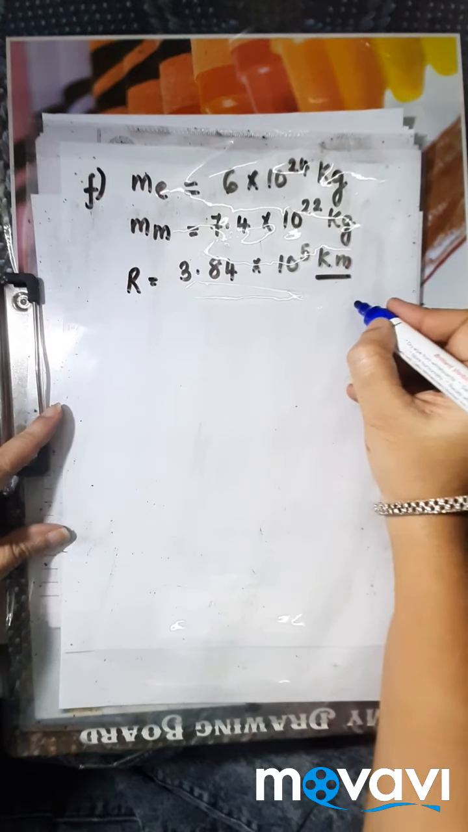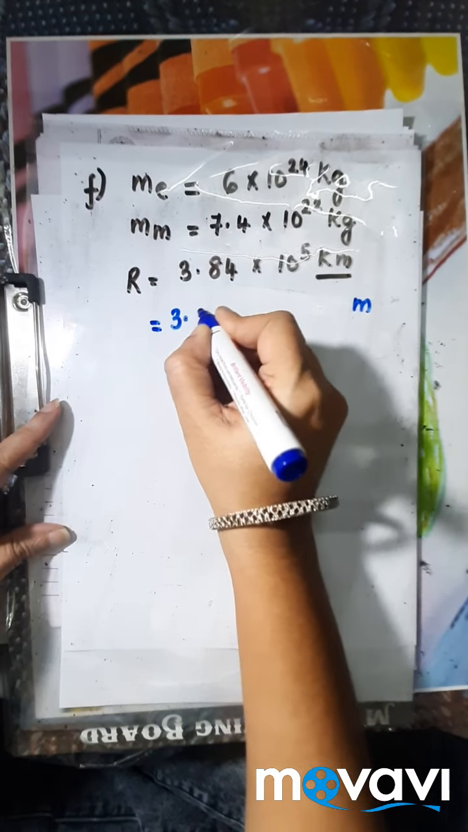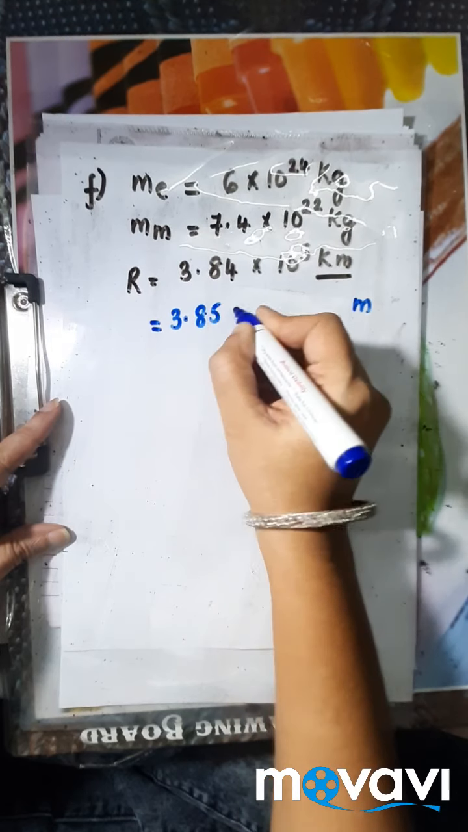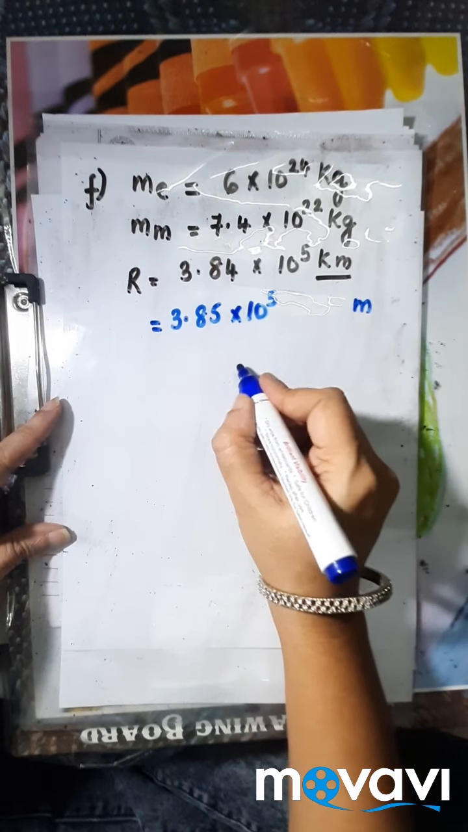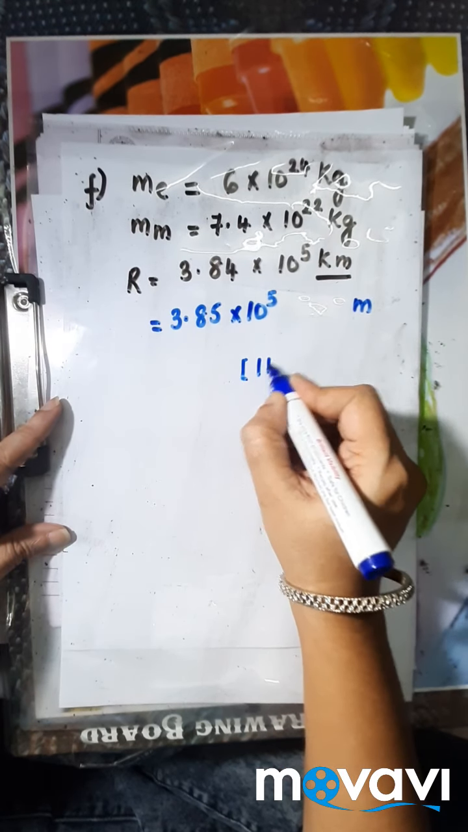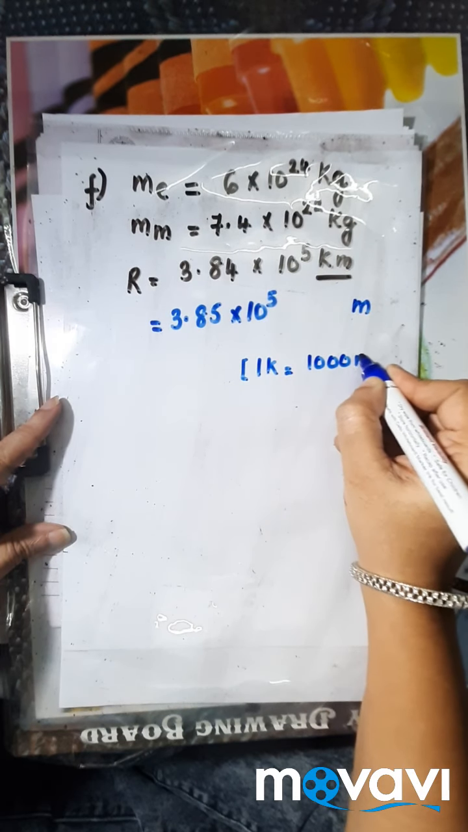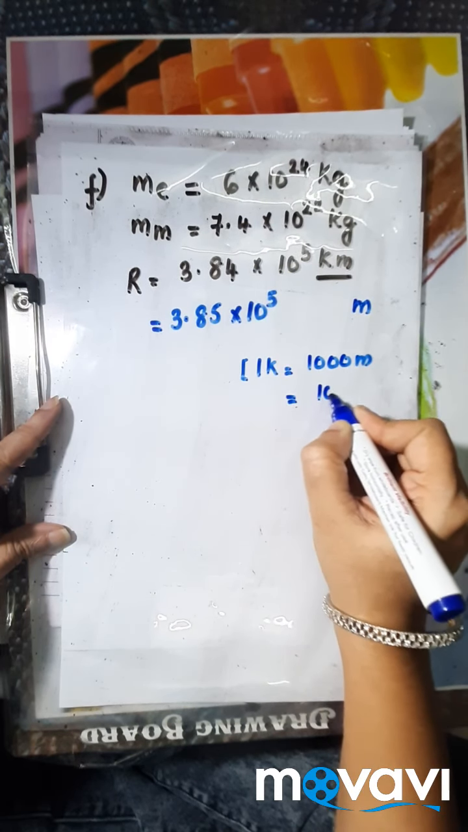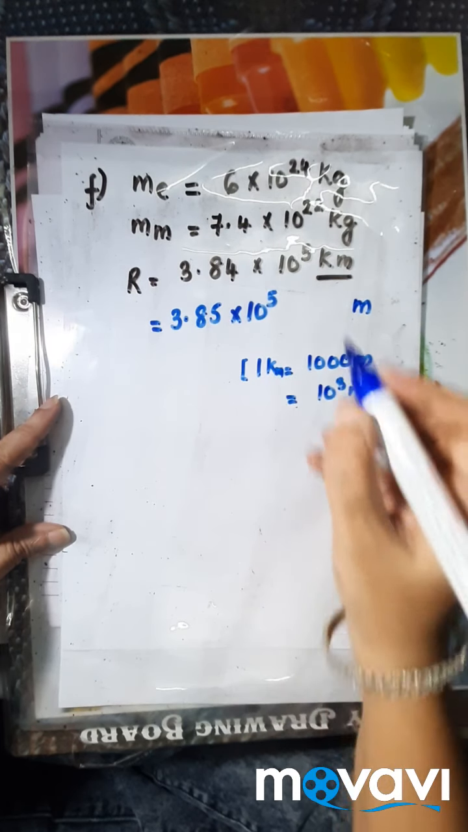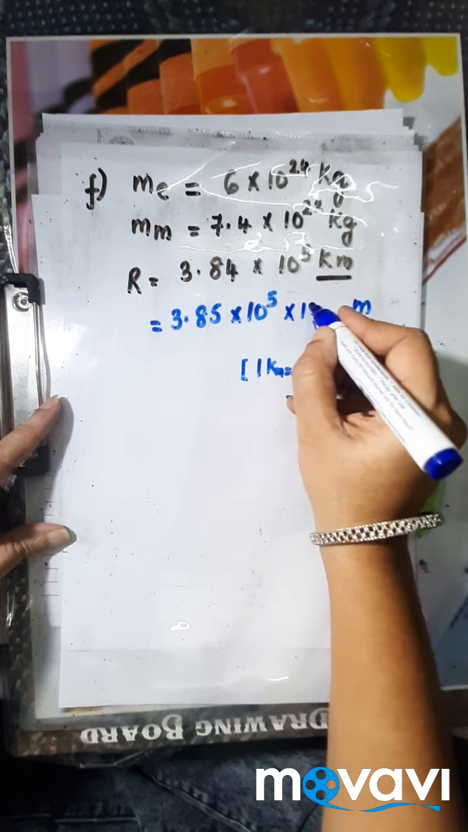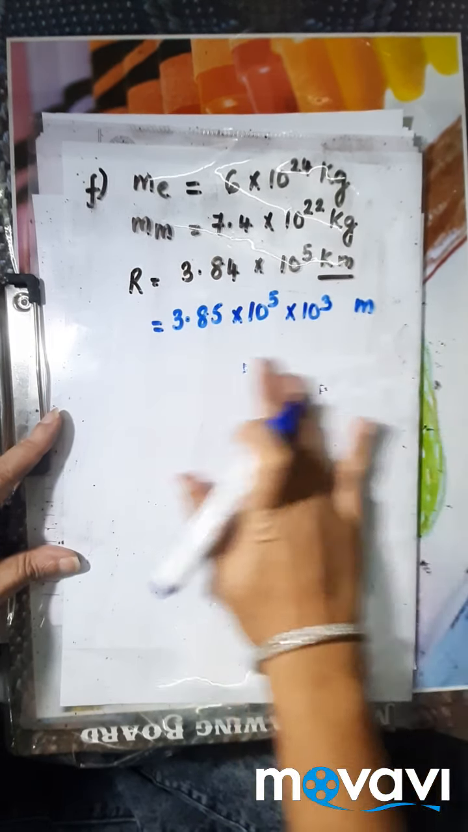I have to convert this kilometer to meter. So this is equal to 3.84 multiplied by 10 raised to 5. Now you know that 1 kilometer is equal to 1000 meter, which is equal to 10 raised to 3 meter. So I have to multiply this by 10 raised to 3. Did you understand this? I'm rubbing this out only for your understanding.